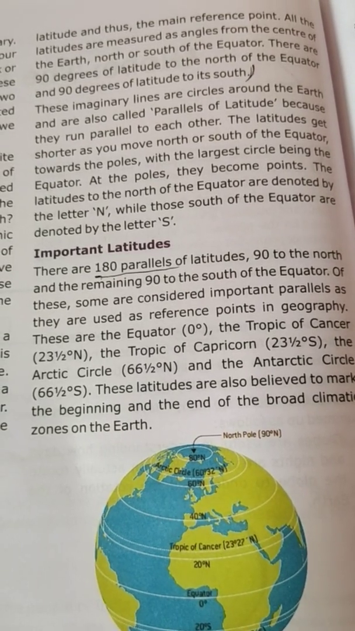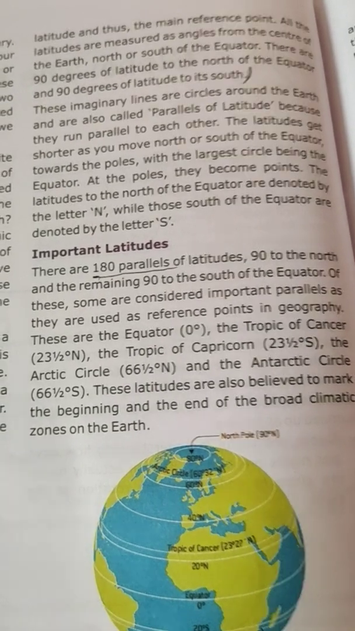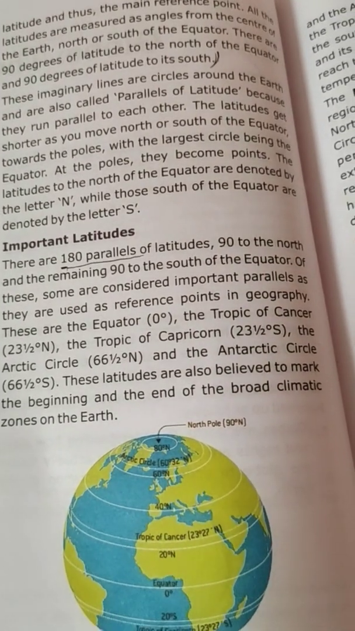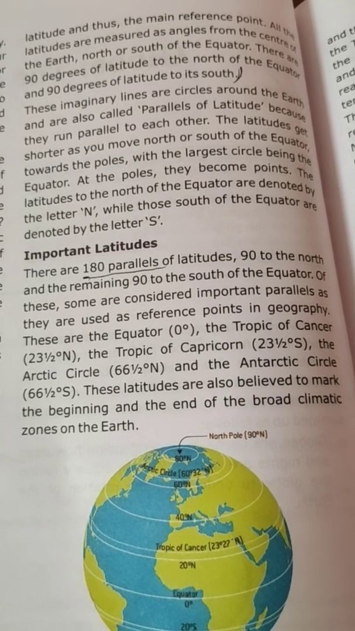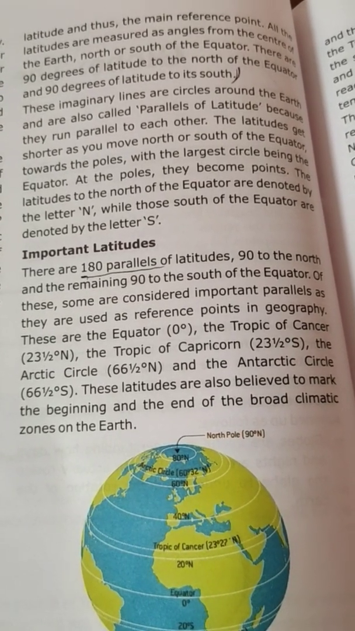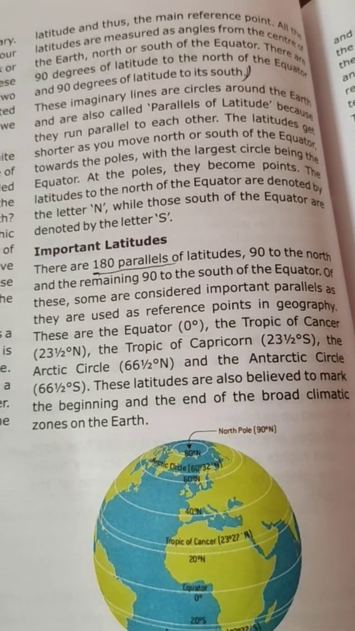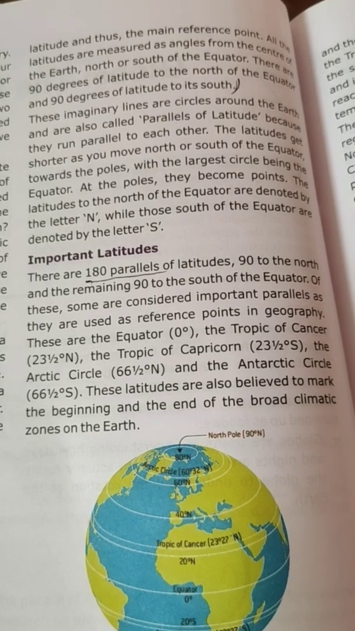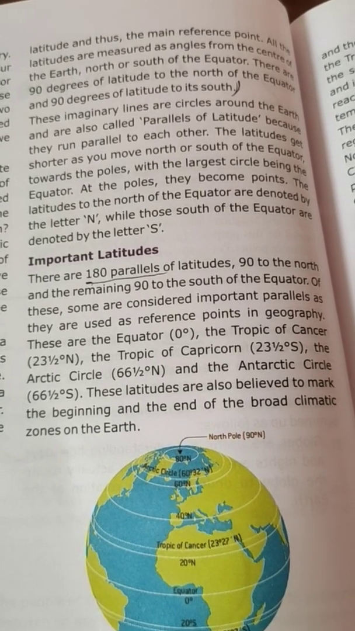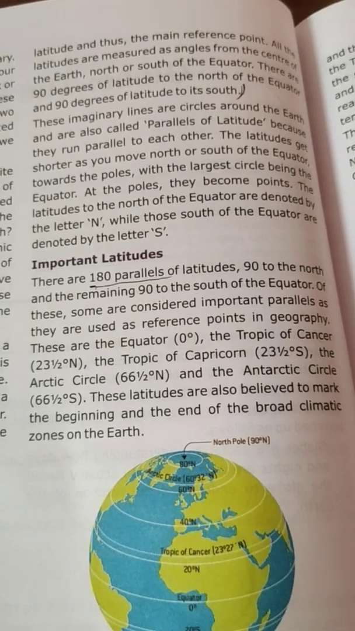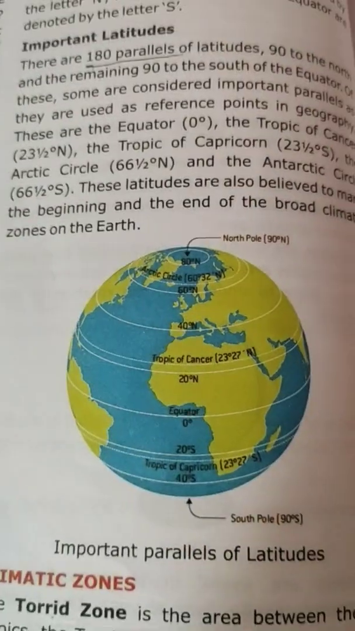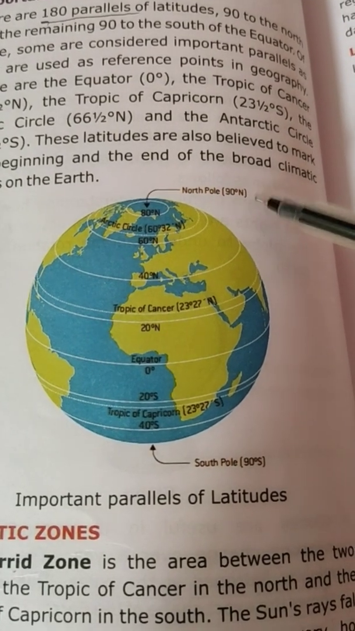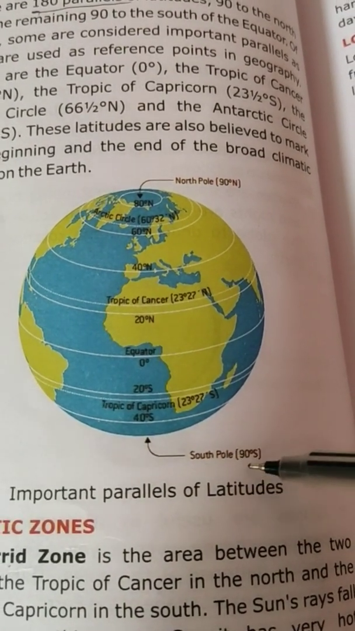These are the equator 0 degree, the Tropic of Cancer 23 and a half degree north, the Tropic of Capricorn 23 and a half degree south, the Arctic Circle 66 and a half degree north and the Antarctic Circle 66 and a half degree south. These latitudes are also believed to mark the beginning and the end of the broad climatic zones of the earth. See children, this is North Pole 90 degree north, South Pole 90 degree south.